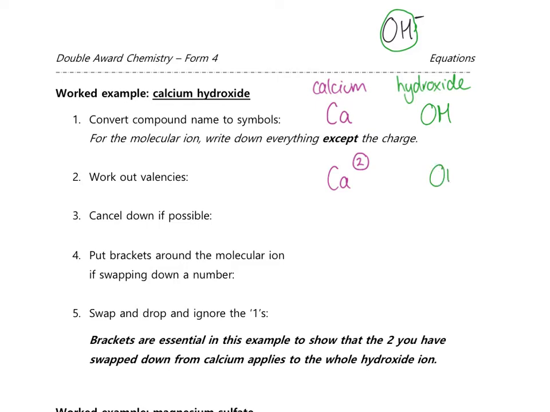Then hydroxide, let's have a think about its valency. So its formula is OH. But if you have a look at the charge, remember the third way of finding a valency is that it's equivalent to the charge on an ion.